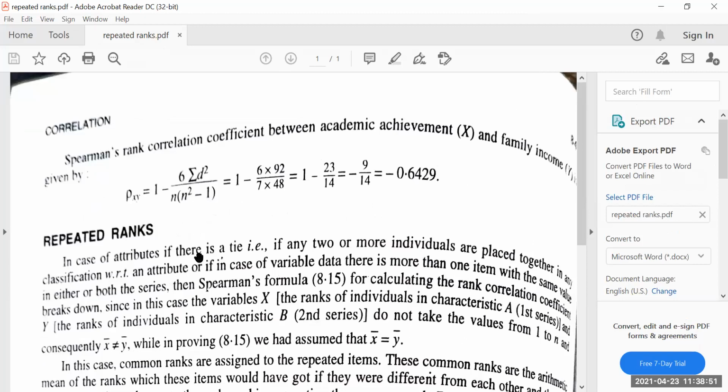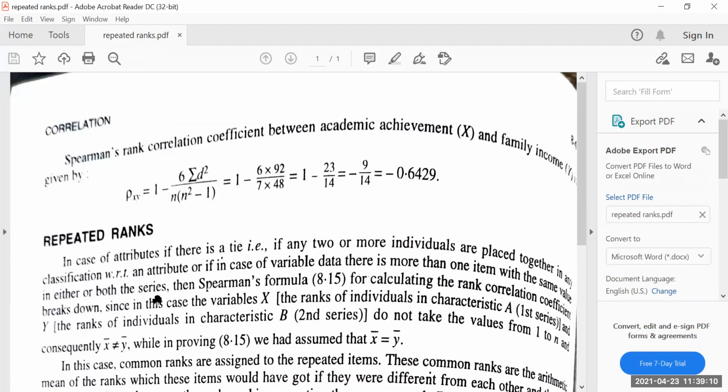In case of attributes, if there is a tie, that is, if any two or more individuals are placed together in any classification with respect to an attribute, or if in case of variable data, there is more than one item with the same value in either or both the series.